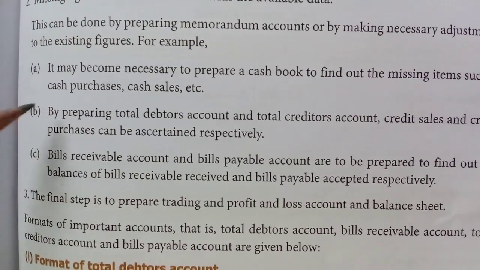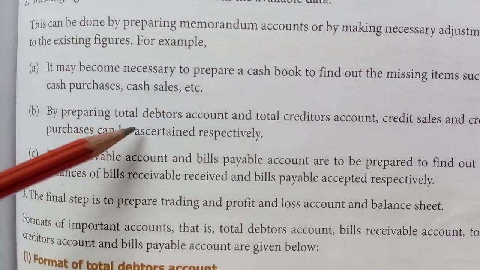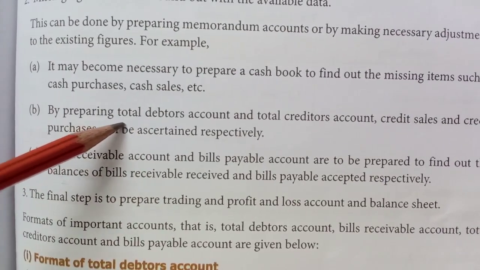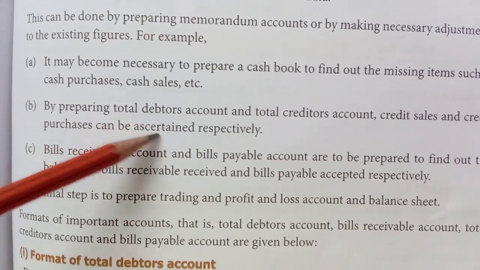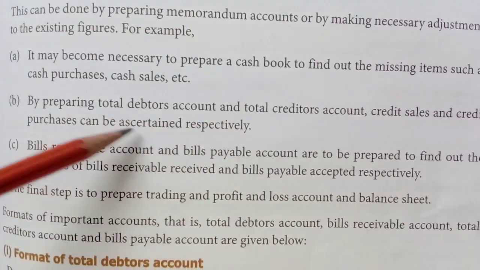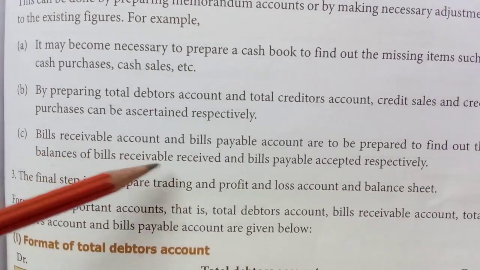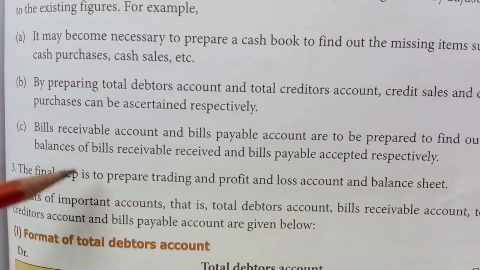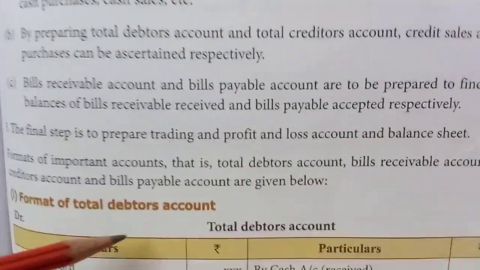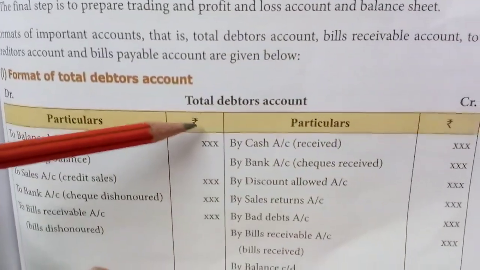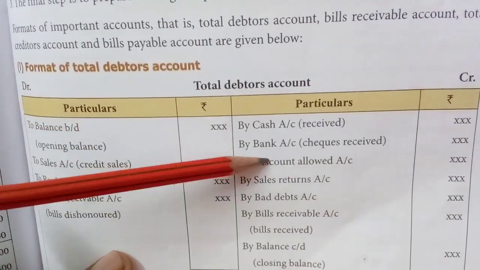So for that, in the beginning stages they will give only one account they will ask you to prepare: either the total debtors account to calculate the credit sales, or the total creditors account to calculate the credit purchases, and the bills receivable account and bills payable account. Now the first step we will see is the total debtors account. First you should know what all the items will be entered on the debit side and credit side.